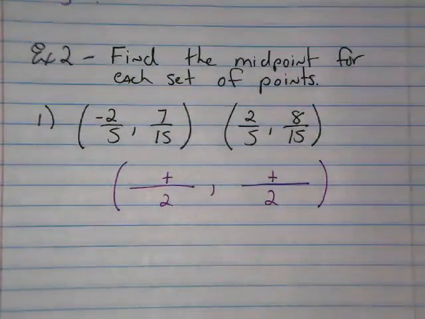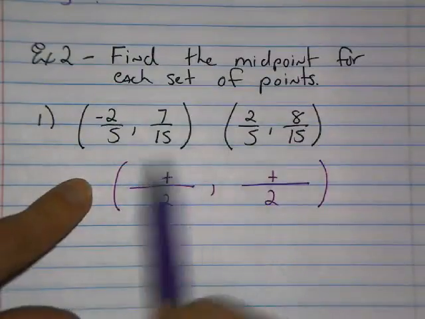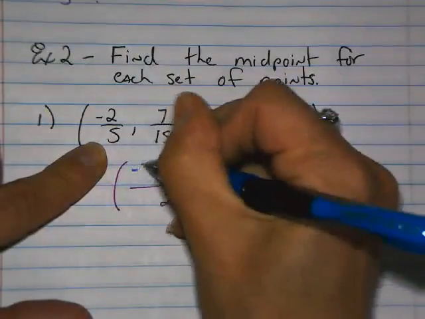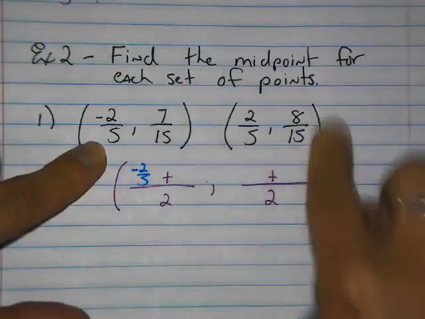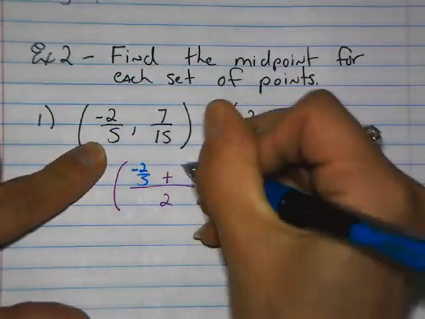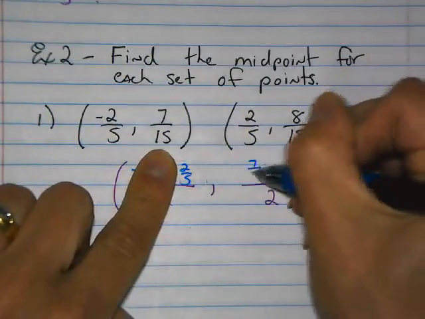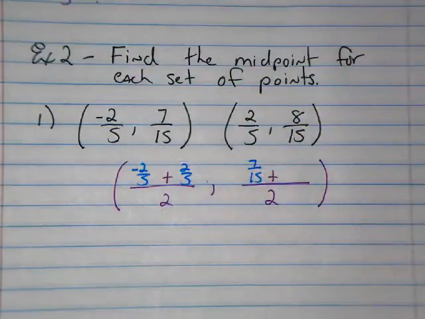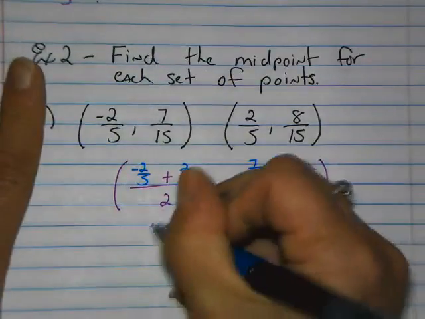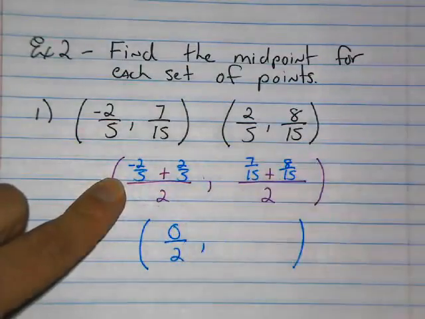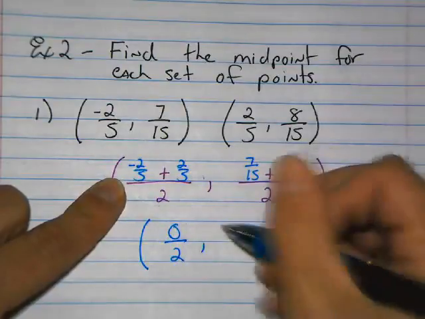Let's look at our first one, dealing with the x-coordinate. So I have negative 2/5 plus his x-coordinate, which would be 2/5. Now the y-coordinate. His y-coordinate is 7/15, and the other guy's y-coordinate is 8/15. Now I'm going to try just to deal with fractions. If they are driving you insane, remember you can use your calculator if you need to. So negative 2/5 and 2/5 is 0. 7/15 and 8/15 is 15/15.